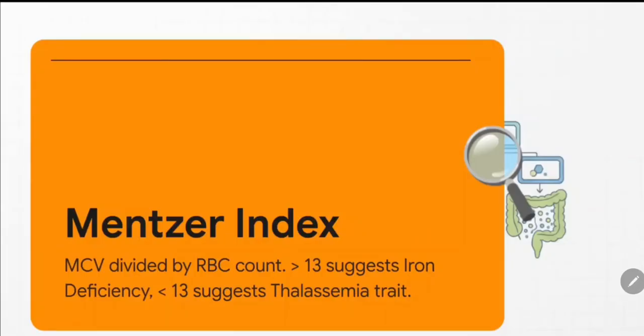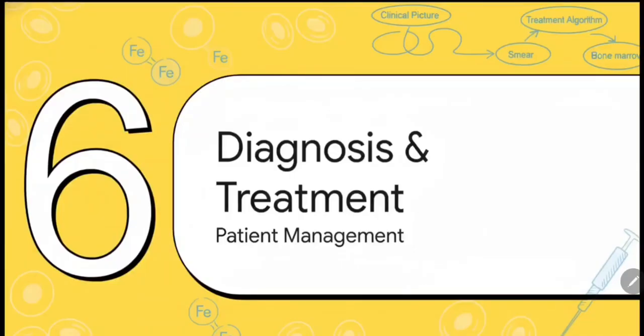And here is a super simple trick for your exams and daily practice. Both iron deficiency and thalassemia trait give you a microcytic hypochromic anemia. So how do you quickly differentiate them? Use the Mentzer index. It is simply the MCV divided by the RBC count. A value greater than 13 points squarely to iron deficiency, but if it's less than 13, you need to start thinking about thalassemia trait. Finally, Section 6, Diagnosis and Treatment.